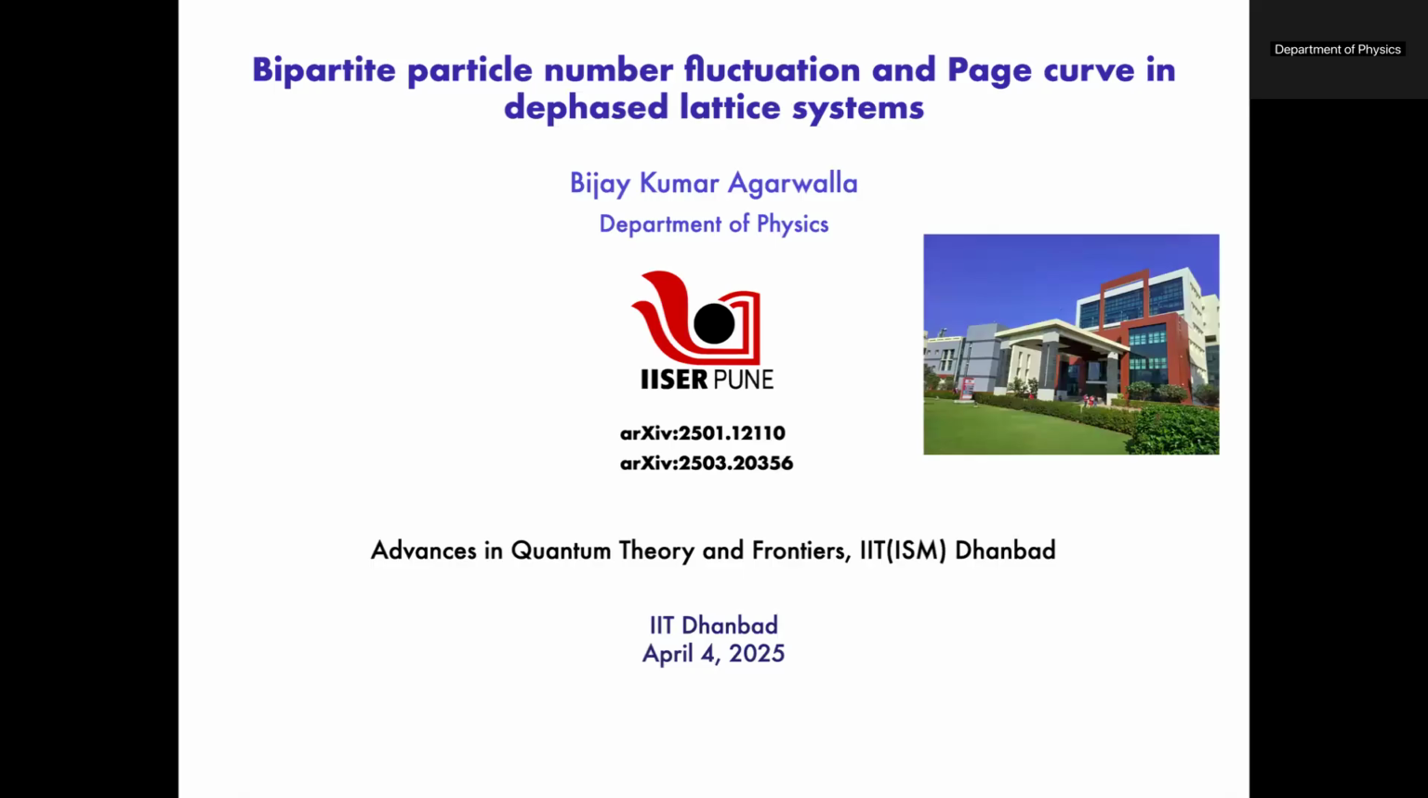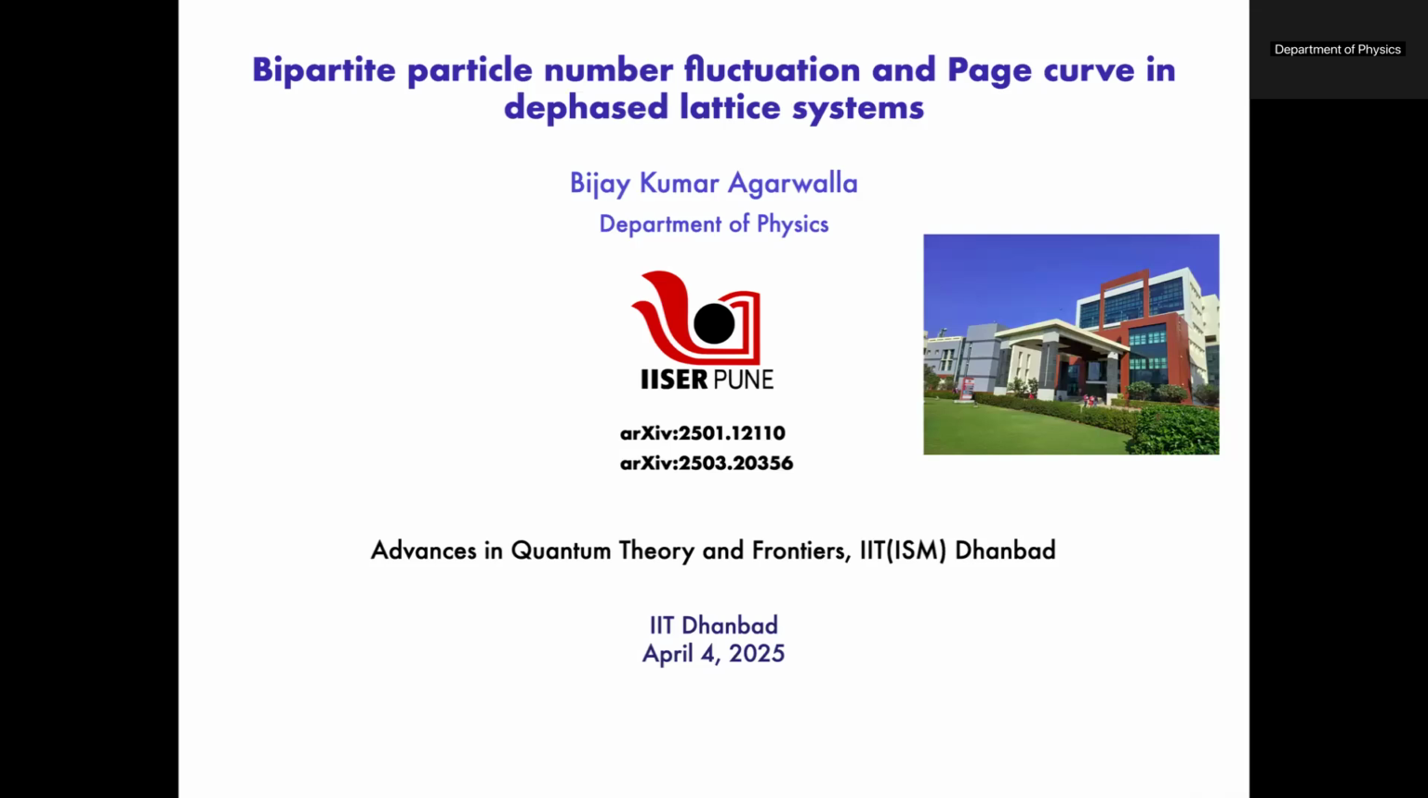So what I'm going to talk about today is some of the very recent work that we did. The title is, it's a little long, and I plan to briefly talk about two different but related works, but I may not have time, but let's see how far we can go. So the title is bipartite particle number fluctuation. I'll explain what it means, and something called Page curve.